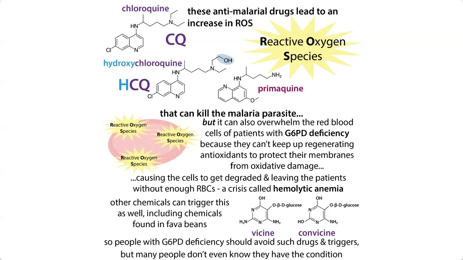And so when you have these drugs that cause more oxidative stress in the cells, and you have a G6PD deficiency, this can cause a crisis where, if people eat these fava beans or take these medications, they can get this hemolytic anemia triggered.